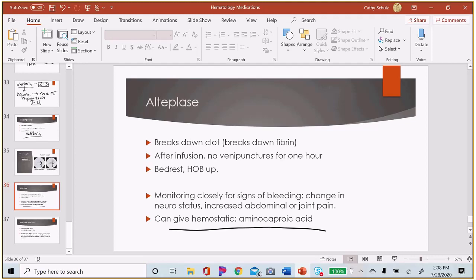And what you will monitor them for very, very closely is any change in neurostatus, because that could mean they have had an intracranial hemorrhage, and any increase in abdominal or joint pain, because those are common places where people can bleed spontaneously as well.